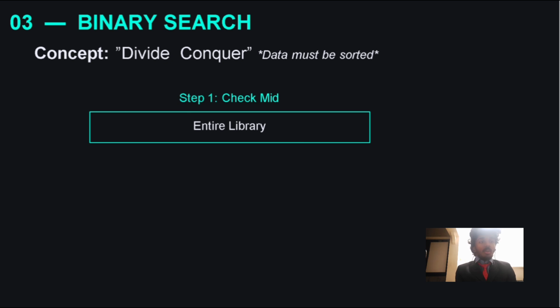Instead of starting at the beginning, we check the middle of the library immediately. Step 2. If our target is alphabetically after the middle, we completely ignore the left half. We have achieved the elimination of 50% of the work in a single step. We repeat this process on the remaining right side until the book is found. The drastic reduction in search space is what makes binary search powerful.